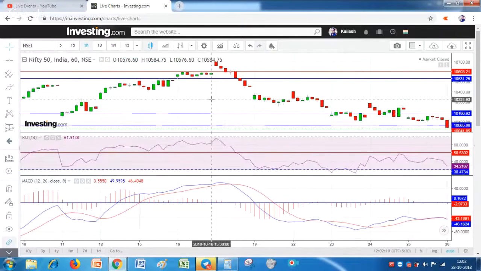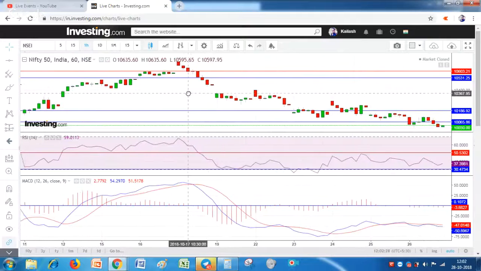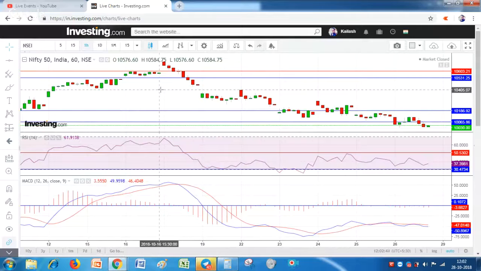I hope everybody is clear with this session, this setup, that how we can make use of this setup for positional trade. For those who want to trade for 3 to 5 days maximum, I suggest 1 hour time frame. 1 hour time frame is very good for those who want to take a long or short entry in any stock, in Nifty, Bank Nifty, anywhere. We can make use of both these indicators in 1 hour time frame, because 1 hour time frame gives a right time signal for both exit and entry.